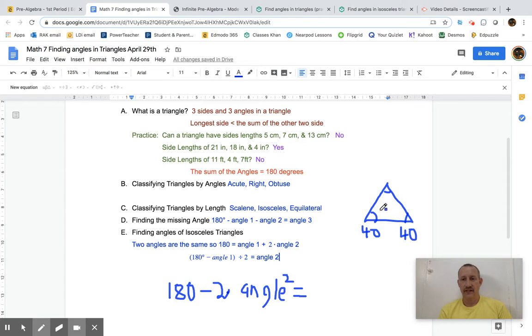Okay? So let's say, oh, I didn't draw my lines. Let's say these are your two isosceles, and I know that one of them's 40, then the other one's 40. So it's going to be 180 minus 2 times 40. Well, what's 2 times 40? That'd be 80. So it'd be 180 minus 80. And so for this example, that third angle is going to be 100. Okay?